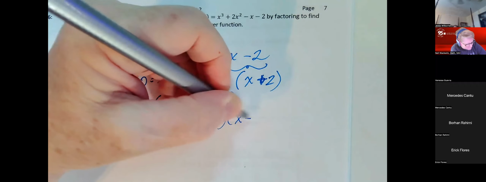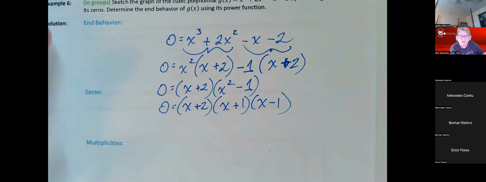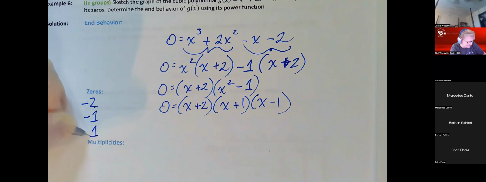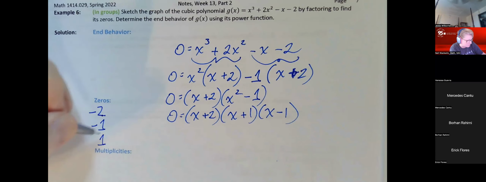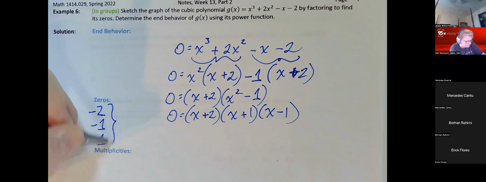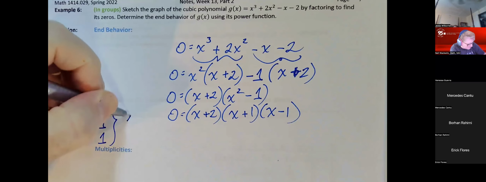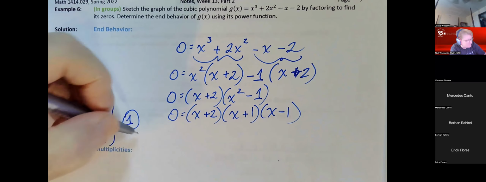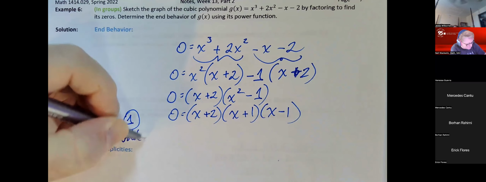Excellent. What are the zeros going to be for this graph? Negative 2, negative 1, and 1. Good. And what are the multiplicities of these zeros? All of them are 1. And 1 means odd, in that it crosses. That's right.